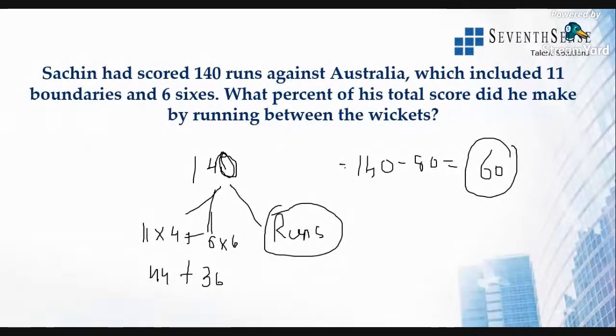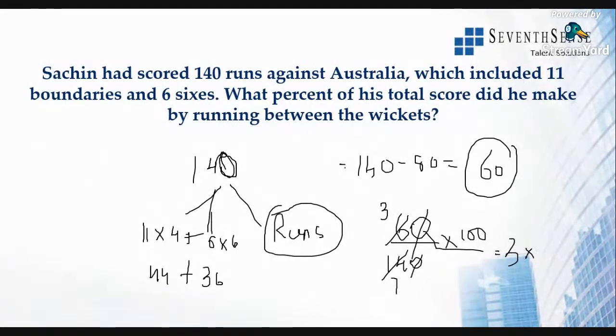Now what is it asking? What percentage of his total score did he make by running between the wickets? So what will this value be? 60 divided by total score, into 100. So the 0 and 0 get cancelled, then 2 into 3 times, 2 into 7 times. So 100 by 7, if you know. 100 by 7 is what? It is 14.2. Just keep it as 14.2.